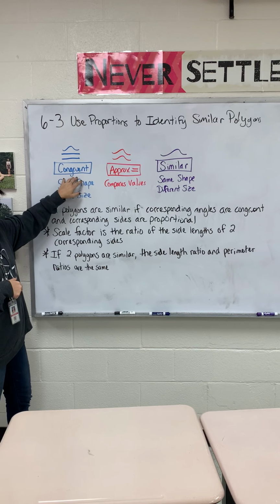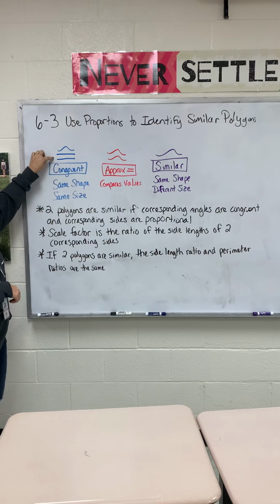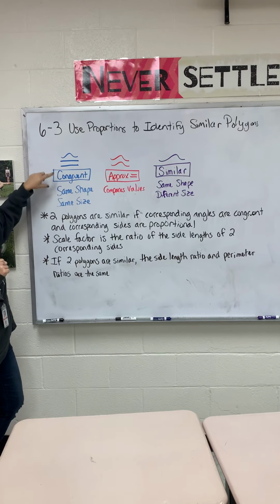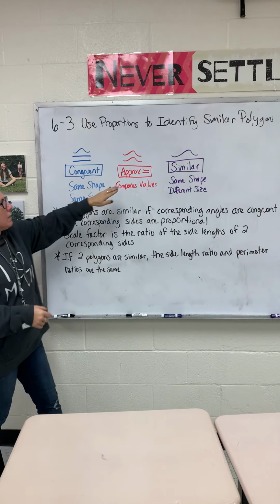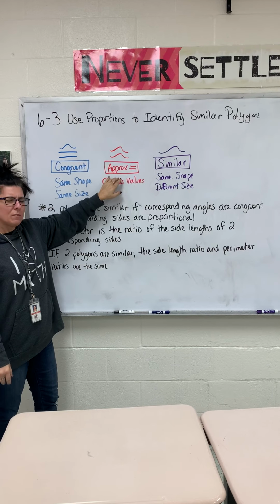Congruent is something that we talked about a lot in previous chapters. It's the equal sign with a squiggly line above it. Congruent means same size and same shape. They're the same figure.